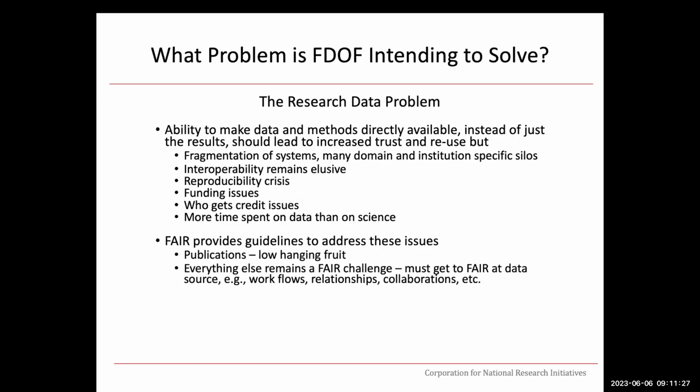So FAIR, which most of you have heard of, I assume, findable, accessible, interoperable, reproducible, provides guidelines to address these issues. It's almost too good an acronym. A lot of people interpret it as being even-handed. It's actually about enabling machine access to things. And it's been applied to a degree to publications, but that's low-hanging fruit. To really take advantage of machine access to data, you'd have to get it back to the data source. You have to implement this at workflows, relationships, and collaborations, and so on, which is a real challenge.